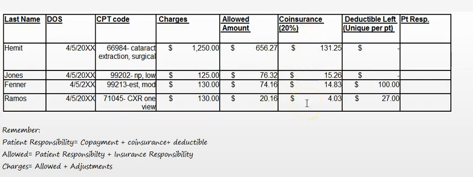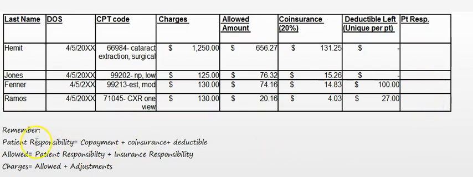20%, which is a calculated amount from the allowed amount, which is the coinsurance amount owed by the patient. The deductible left over in that patient's account. Now notice that the deductible is unique to each patient. And then we have these fields left here for us to calculate the patient responsibility.